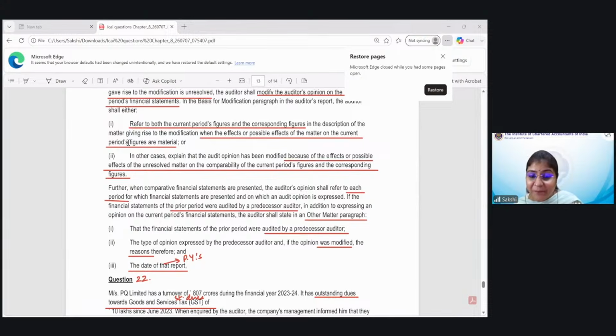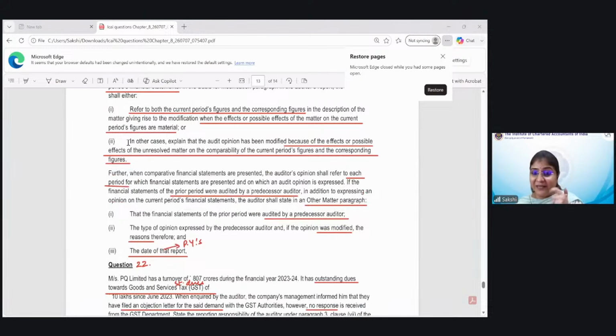Further, when comparative financial statements are presented, the auditor's opinion shall refer to each period, this we all know, for which financial statements are presented and on which an audit opinion is expressed. If the financial statements of the prior period were audited by the predecessor auditor, means some other auditor, in addition to expressing an opinion on the current period financial statements, he shall also give the OM para.